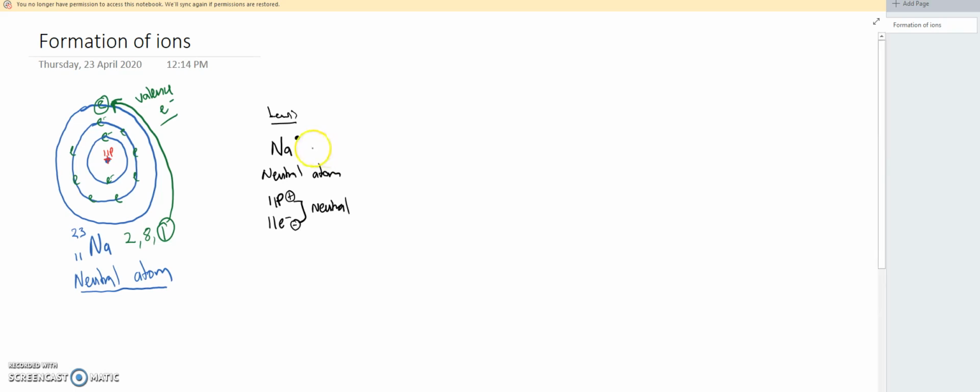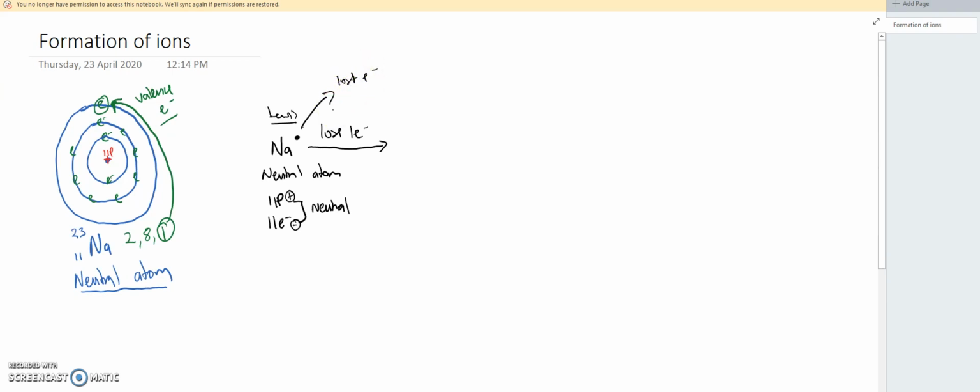Now, because it's easier to lose electrons in this case, and sodium is a metal, metals will always lose electrons. And in this case, sodium loses 1 electron. He doesn't just lose it to nowhere, something's got to take it, right? There's another atom that takes the electron.